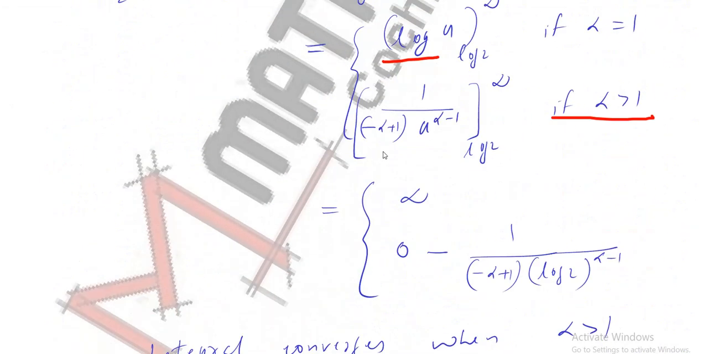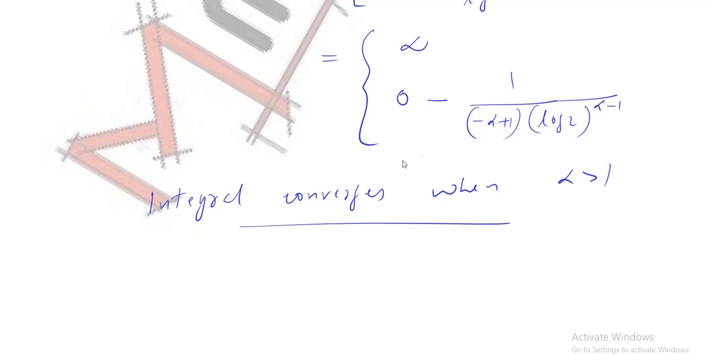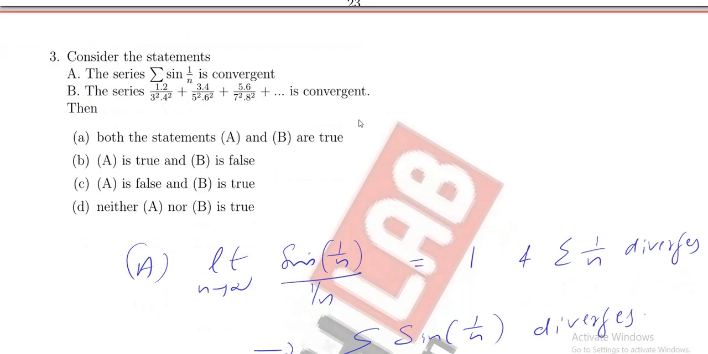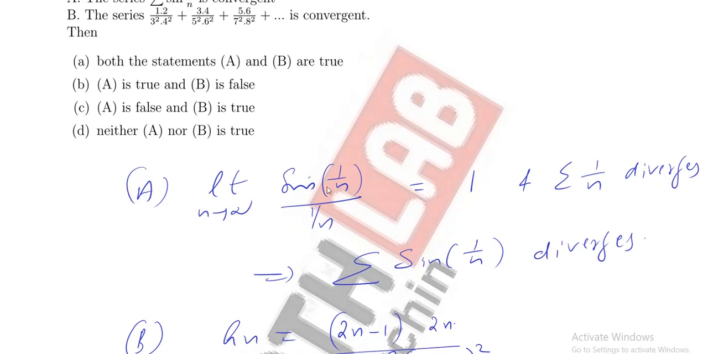All right, and now question number 3. Two series are given. The first series is sigma sine 1 by n. The other one is 1 by 2 square 3 square 4 square plus 3 by 4 square 5 square 6 square and so on. So let's consider the first one, sine 1 by n.